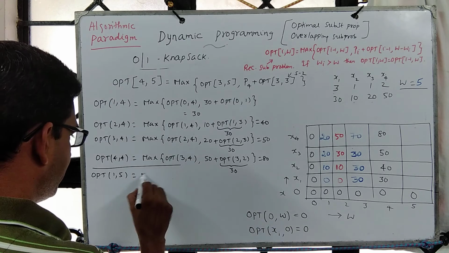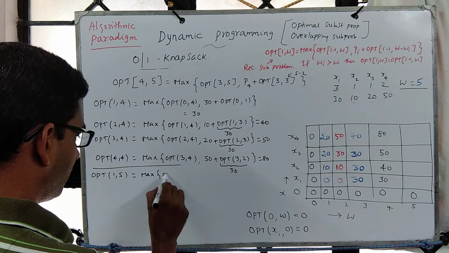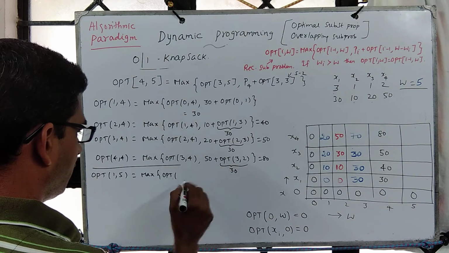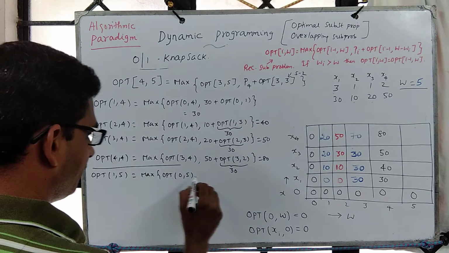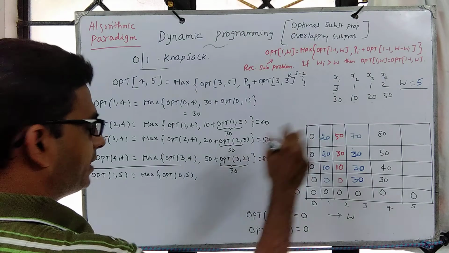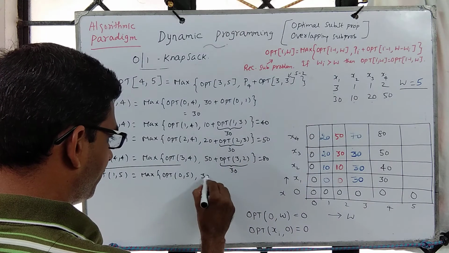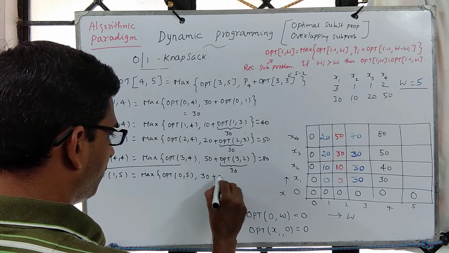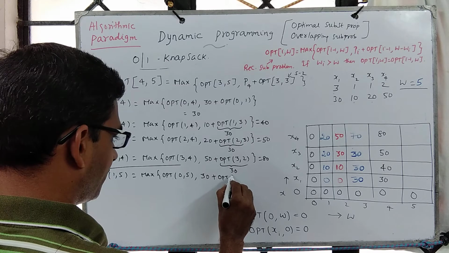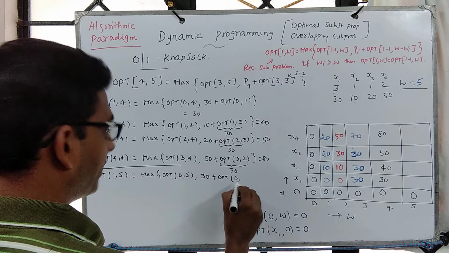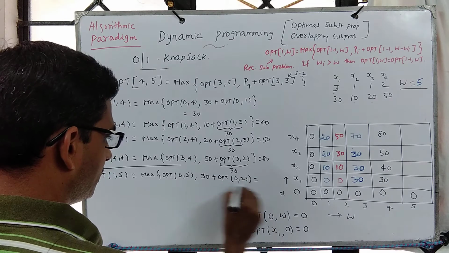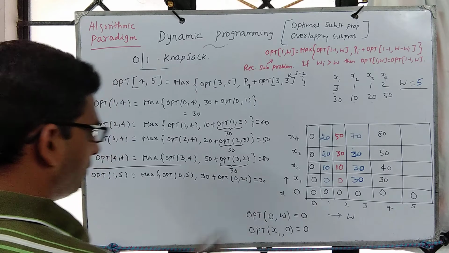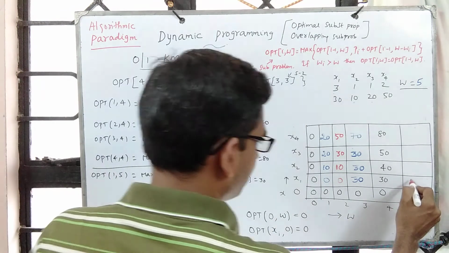So then the last column is opt of 1 comma 5, and it says max of opt of, we don't consider the first object, or consider the first object, get a profit of 30, and work with the opt of 0 comma 2. We know that this is 0, so we get 30 over here. So this value is 30.